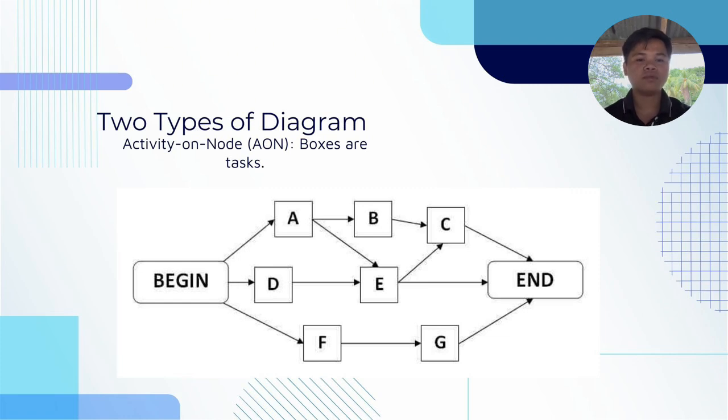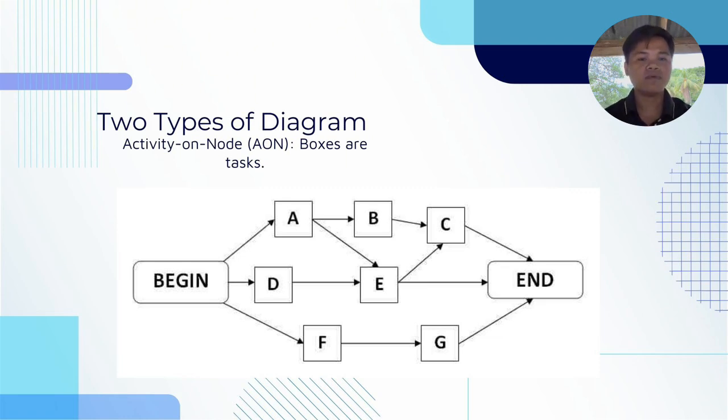The most common type of dependency is finish to start, meaning one activity must be completed before the next can start. So, for example, you need to finish the first activity that you are doing before you proceed to the next activity. However, other types such as start to start, finish to finish, and start to finish can also be represented.